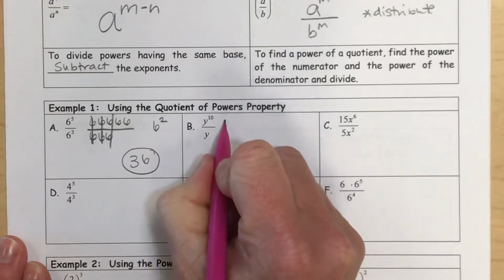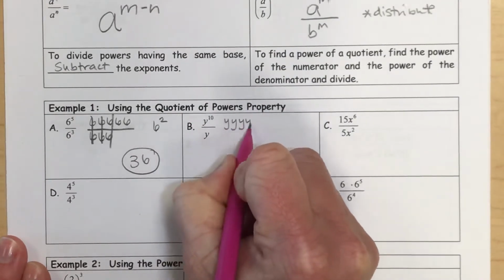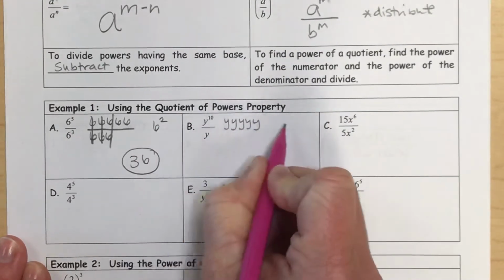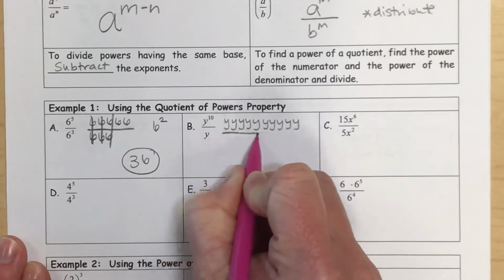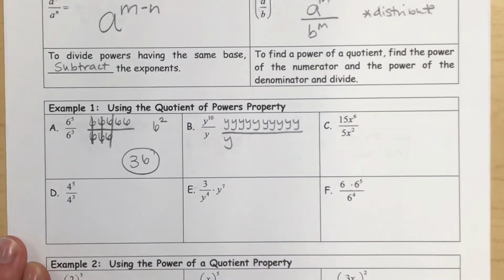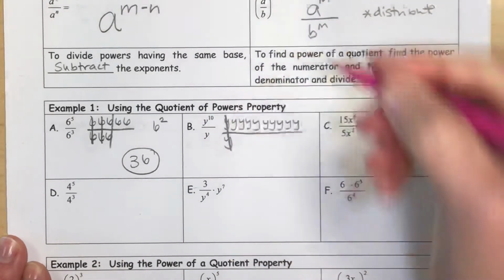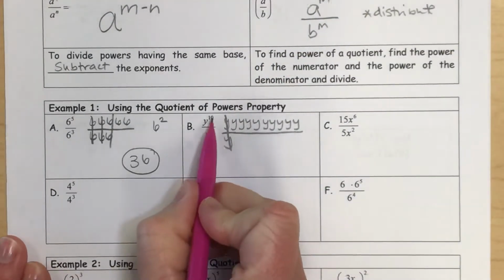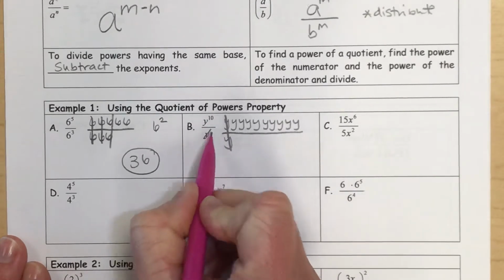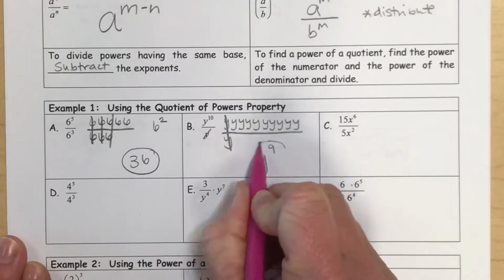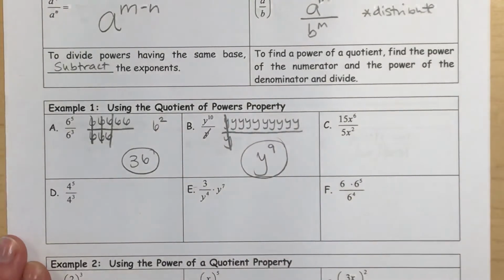Now here, if I had y to the 10th, that would mean 10 y's multiplied together on the top and 1 multiplied on the bottom. But if you want to skip the step of writing it all out, it would be quickest to just subtract: y to the 10th minus the 1 on the bottom means you're left with y to the 9th in the numerator of your fraction. So the denominator got canceled out.